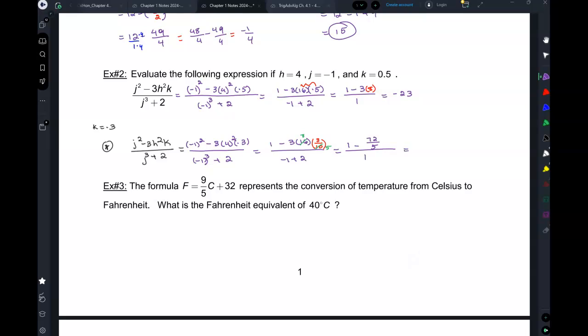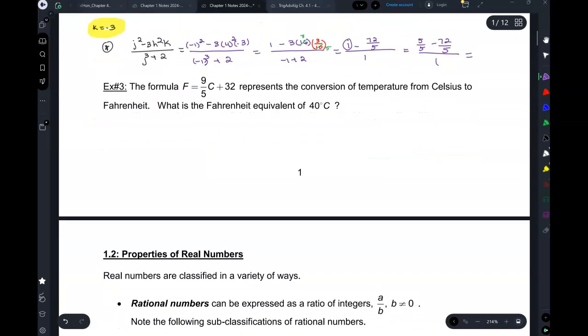So now this 1, I want to make it into a denominator of 5. So that's 5 over 5 minus 72 over 5 all over 1. And I can do that much more easily. So remember, on your homework as well, whenever you have these, make sure you change them into fractions. All right. So here we have a formula that represents the conversion of temperature from Celsius to Fahrenheit.